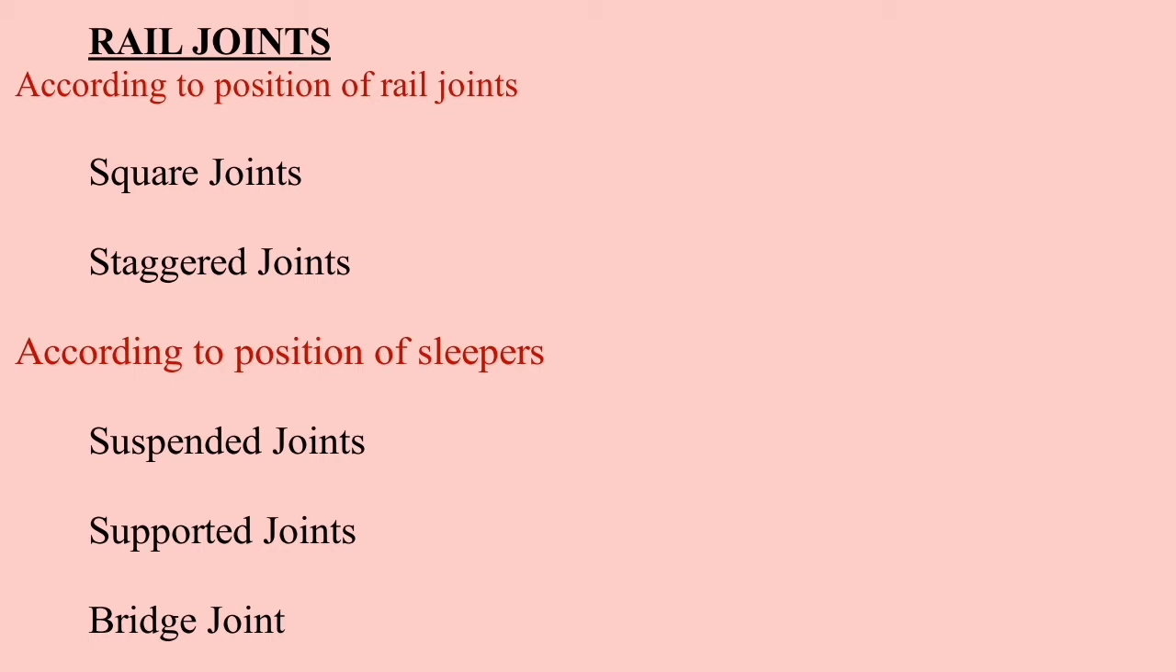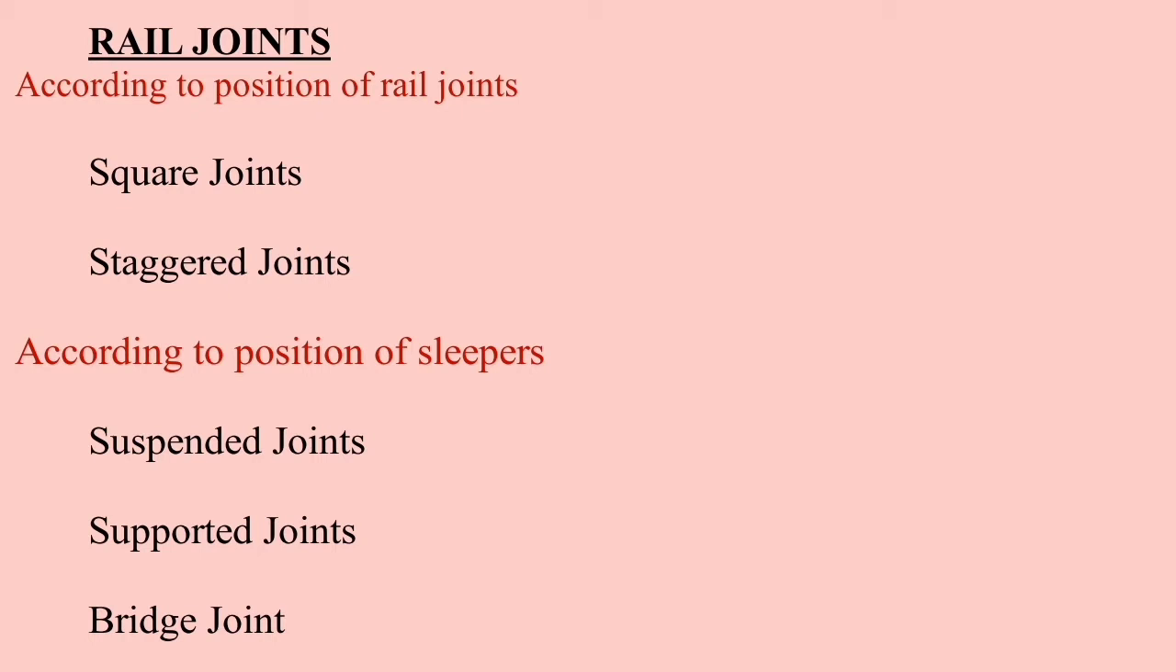Now, what is the term suspended joint? A rail joint placed at the center of two consecutive sleepers is known as suspended joint. It is commonly adopted. Now, what is a supported joint? In this type of joint, a rail joint is placed exactly above a sleeper.